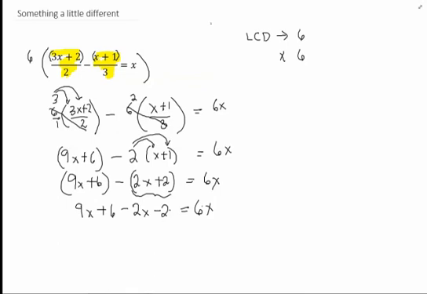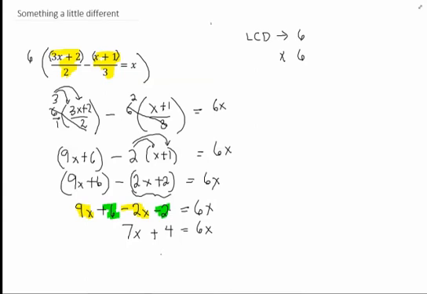Now we're in a position where we're going to add like terms. So we have like terms here, 9x minus 2x. So 9x minus 2x gives us 7x. And then we have 6 minus 2, which gives us 4. And that's positive, so it's plus 4, and that's equal to 6x.